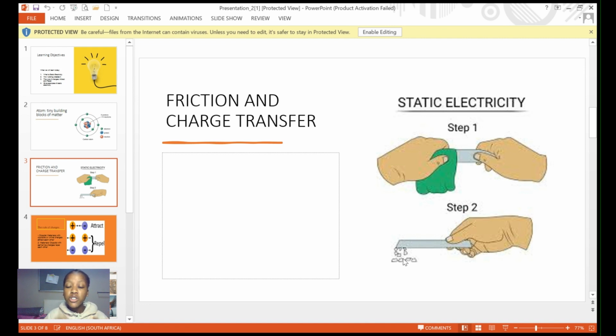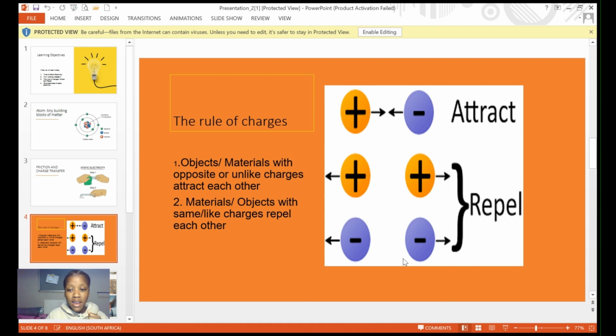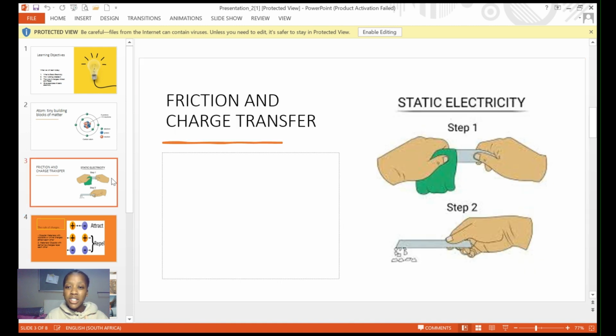Then the ruler is being used to do what? To attract other objects, right? Then after, we're gonna proceed to the important part, which is the rule of charges. Here we're gonna understand how charges are supposed to be in order for them to attract or repel, right? At first, number one, objects or materials with opposite or unlike charges attract each other. So if you can see here, positive and negative charges do attract each other.